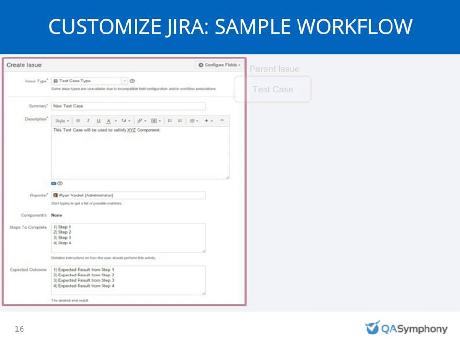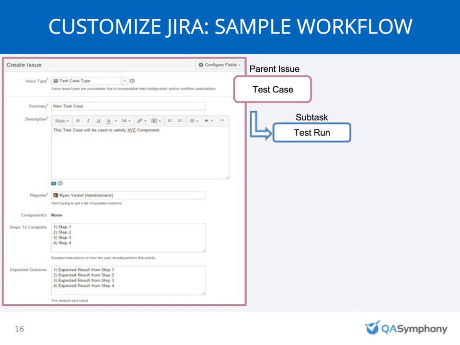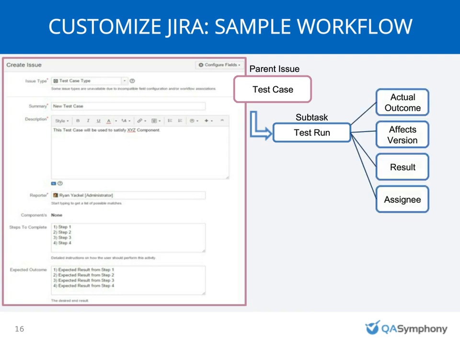And then what you're going to do is make that test case the parent issue of the testing that you're doing. Whenever you want to run an execution of that test case, what Atlassian says is you want to create a subtask that would be the test run. So if you think about how JIRA is set up right now, you've got a test case, and you would simply add a subtask that's labeled as a test run. That's another custom issue type you can create. And on that test run, you could put in the actual outcomes, the affected versions, the results, and also the assignee who's actually running it.